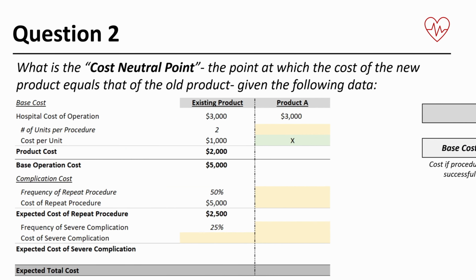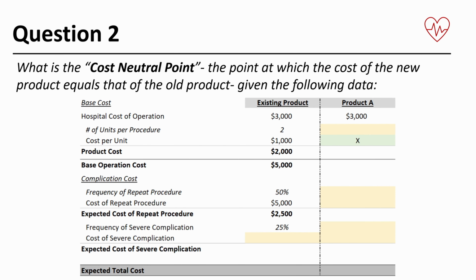Or another way to lay that out would be to have our base cost of our existing product, which is $3,000, plus our product cost, which is 2 stents multiplied by $1,000 per unit, giving us $2,000 product cost, or a $5,000 base operational cost. And then our complication cost will be the frequency of a repeat procedure, so that is 50%, multiplied by the cost of the repeat procedure, so $5,000, giving us $2,500 as the expected cost of the repeat procedure.